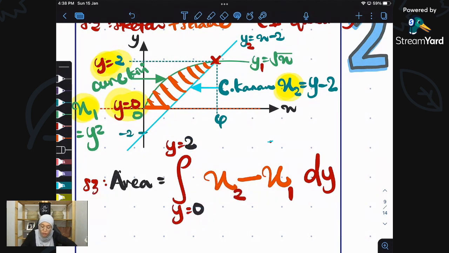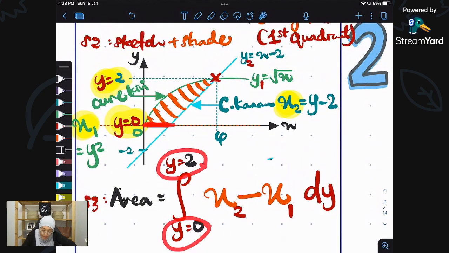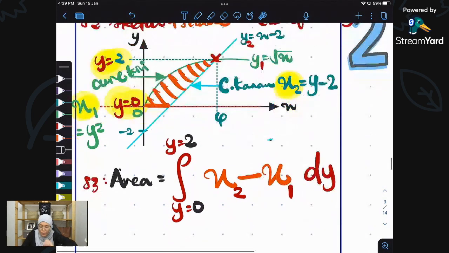Sebab apa limit 0 sampai 2 saja? It is just because this is the only limit that we want, which is we are trying to focus at this two limit here, which is y equals to 0 and y equals to 2 saja yang kita tengah fokuskan. Sebab tu saya highlight benda ni dari awal lagi. Okay, so I hope you understand lah.